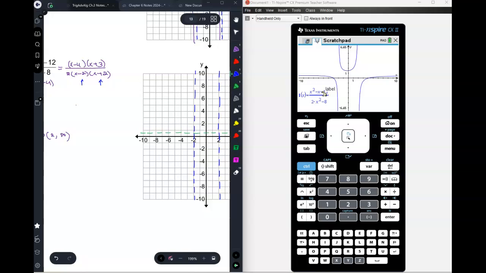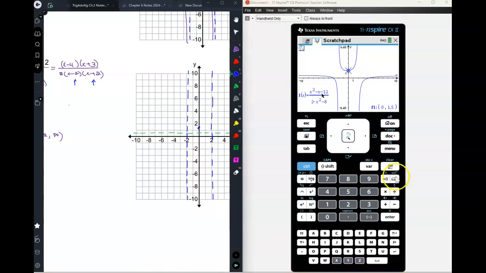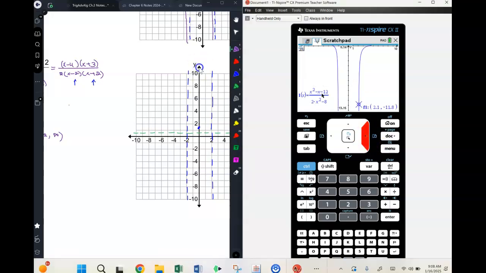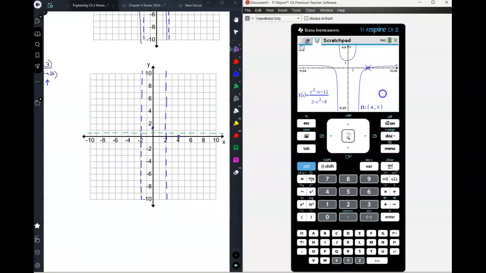Okay, so let's see. So we got to label. Let's trace, menu 5, 1. Look at that first point, 0, comma 1.5. Let's go to the right. I want the 0. Oh, there it is. 4, 0. But then doesn't it cross over the 2? Right? Oh wait, yeah. Zero.